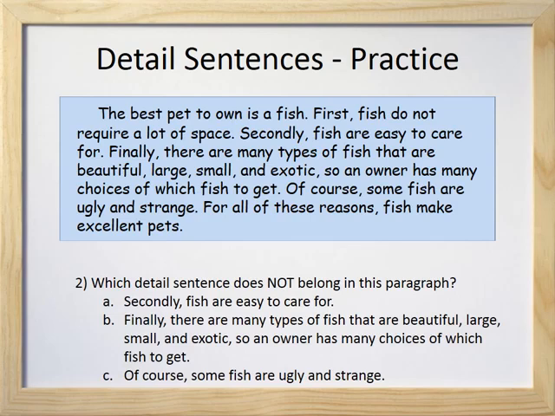2. Which detail sentence does not belong in this paragraph? A. Secondly, fish are easy to care for. B. Finally, there are many types of fish that are beautiful, large, small, and exotic, so an owner has many choices of which fish to get. Or C. Of course, some fish are ugly and strange. Pause the video while you work.